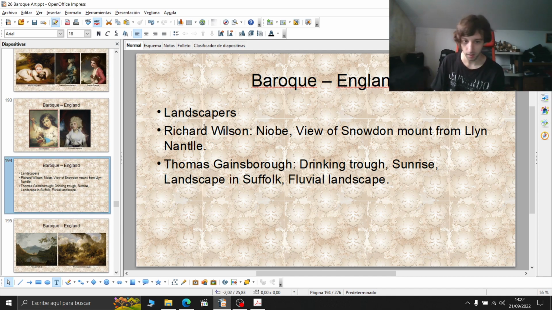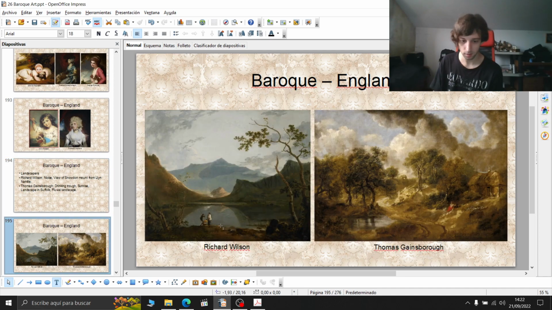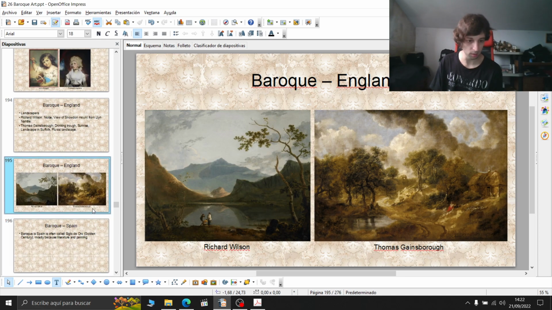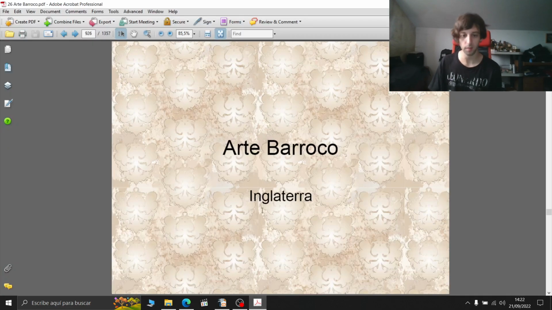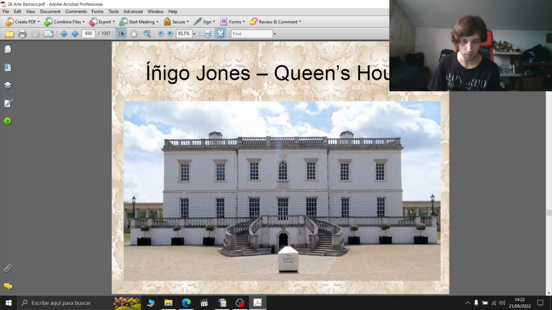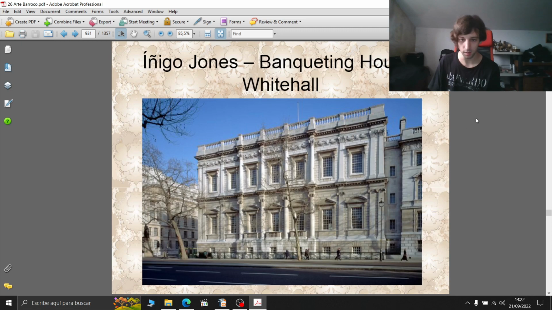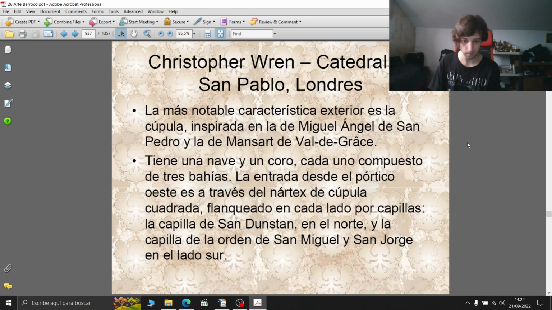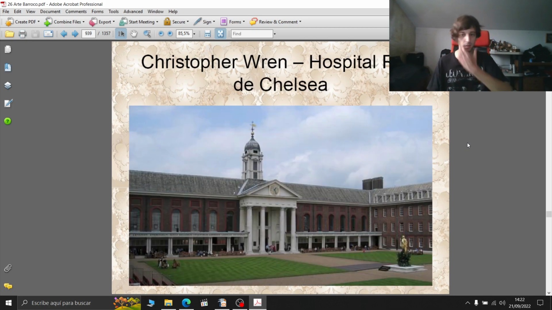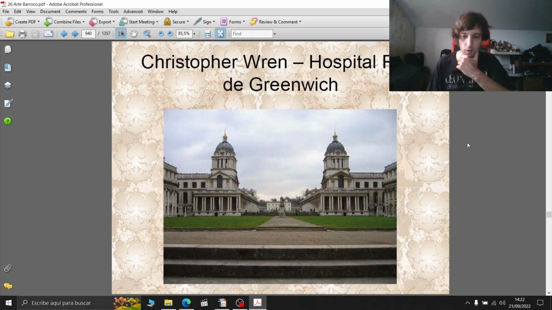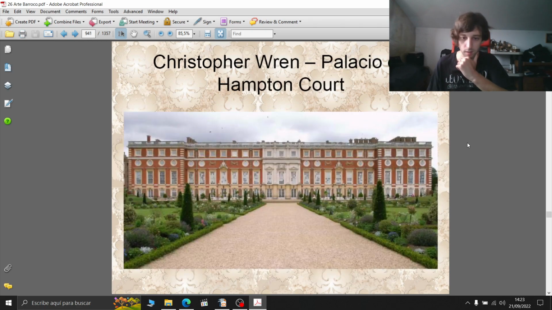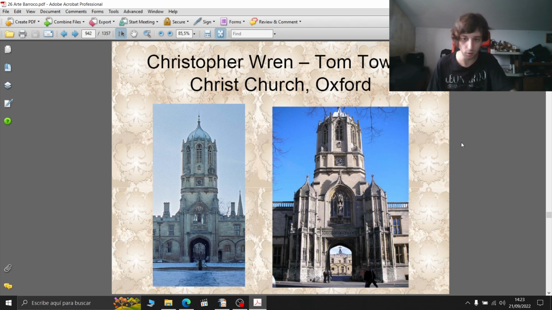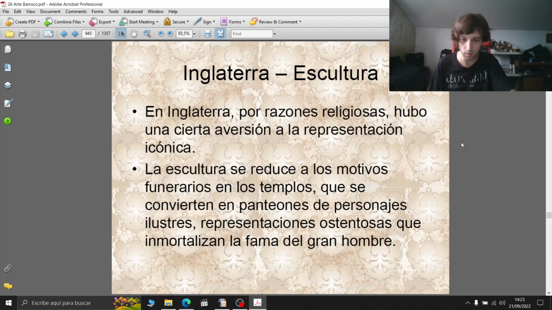Landscapes with Richard Wilson and Thomas Gainsborough. Here, Richard Wilson and Thomas Gainsborough. Now Spain, but first I show extra pictures. Queen's House, Banqueting House, Whitehall, St. Paul's Cathedral in London, Chelsea Royal Hospital, Greenwich Hospital, Hampton Court Palace, Tom Tower, Chatsworth House.